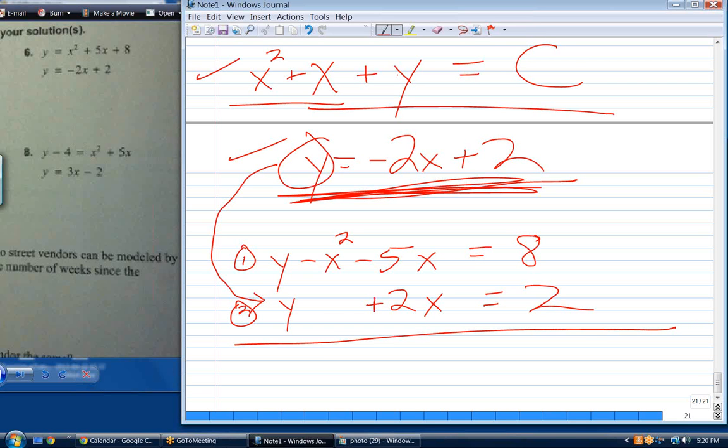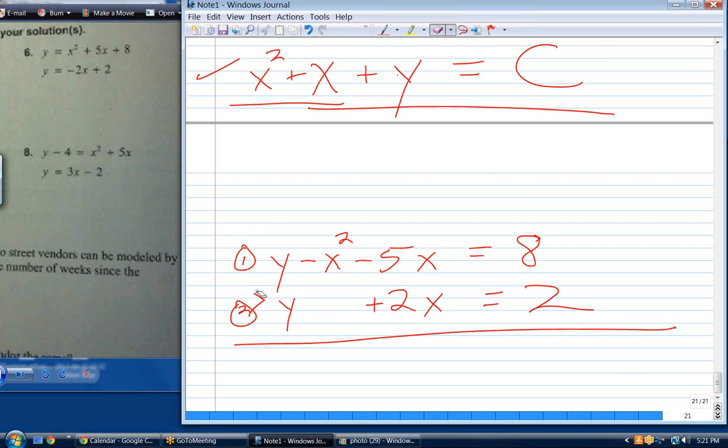What do I have to do to these two equations to eliminate a variable? At this point, I'm only dealing with these two equations right here, and I want to eliminate a variable. What can I do to these two equations in order to eliminate one of the variables, either x or y? What do I have to do to these two equations to eliminate a variable? I need to subtract number 2 from number 1.